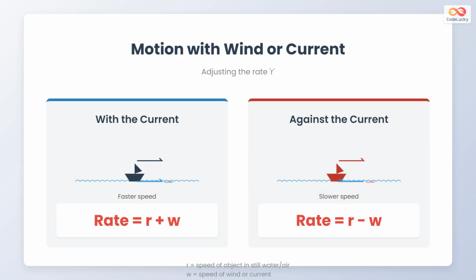Sometimes you aren't just moving on land. If you are in a boat or a plane, the current or wind affects your speed. When moving with the current, you go faster, so your rate is your speed plus the wind speed. When moving against the current, you go slower, so your rate is your speed minus the wind speed.